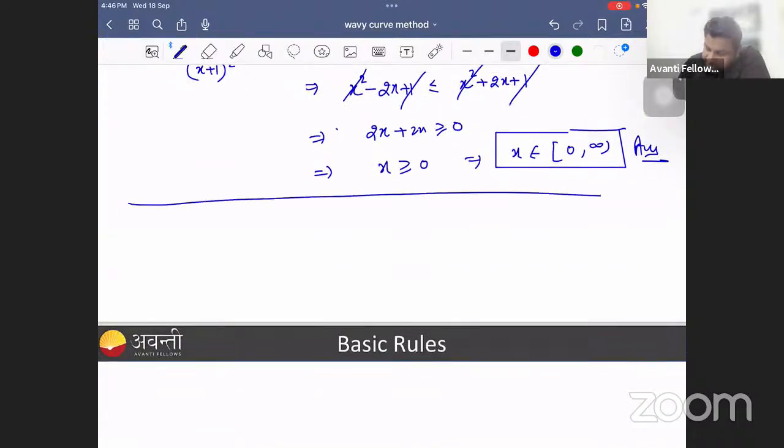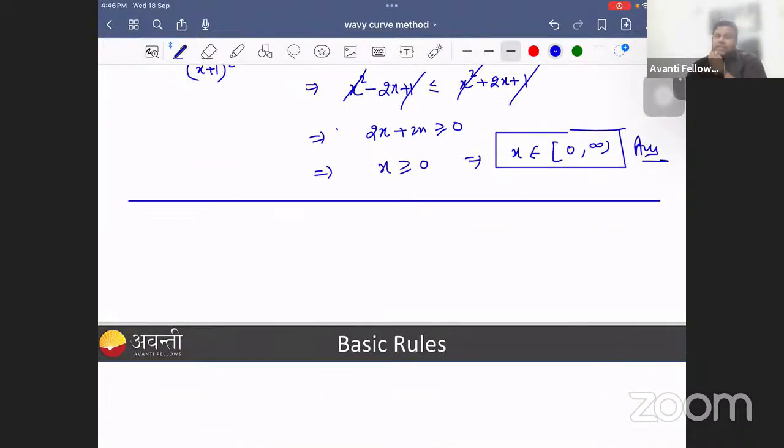Now, one more simple thing. Say we have some quadratic expression ax square plus bx plus c.